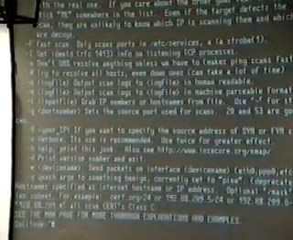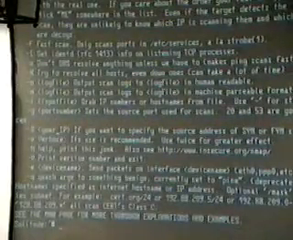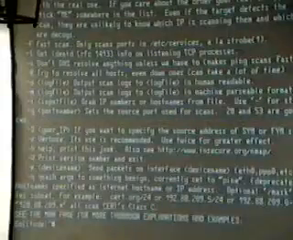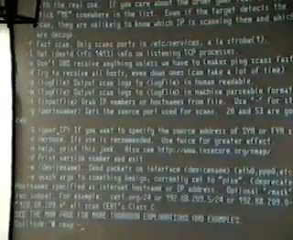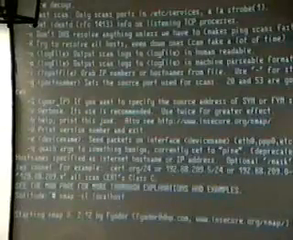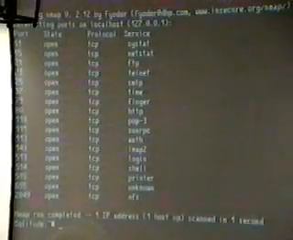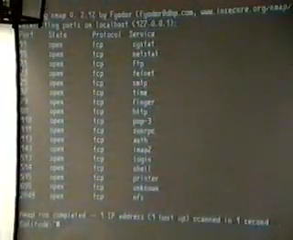nmap -sT hostname is a TCP scan. It's not very stealthy. It shows up a lot in the logs, and I'll demo that right now. It gives you the port, the state, which all of them are open, the protocol, TCP, and the service. Services are just added to the right.